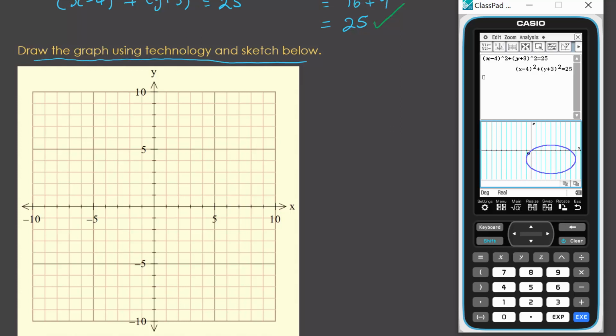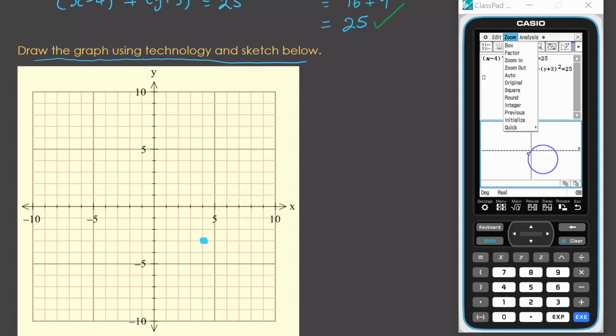The reason it doesn't look circular is just because of the aspect of the window being rectangular. So I could actually change it to circular, and the way that I did that was I selected zoom and square, and it gives you equal aspect and it looks circular. Anyway, we know that the centre is at 4 and -3, which is just here.